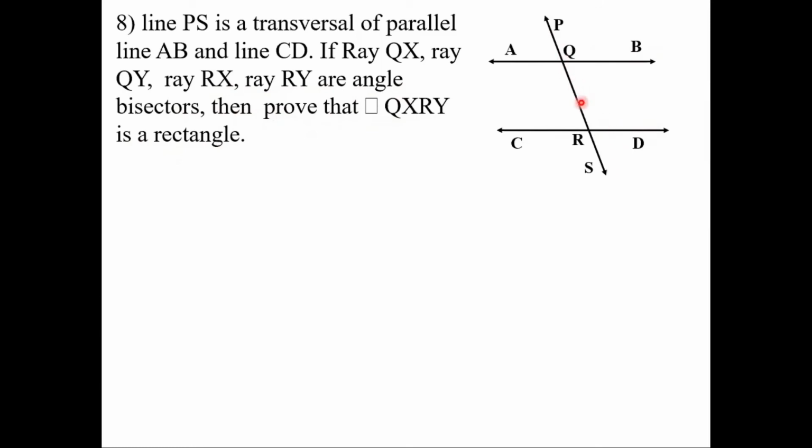Now, initially they have given AB parallel to CD and PS as a transversal. It intersects at point Q as well as R. And now they have given the angle bisector of every angle. Means one is angle AQR, they have given the angle bisector over here. CRQ, they have given the angle bisector over here. BQR, they have given the angle bisector over here. And DRQ, they have given the angle bisector over here.